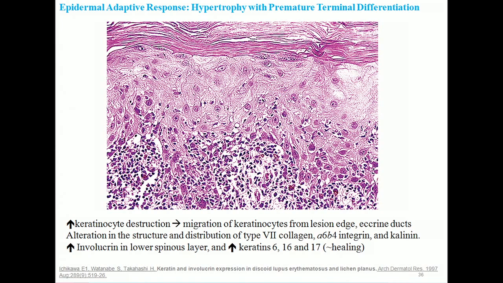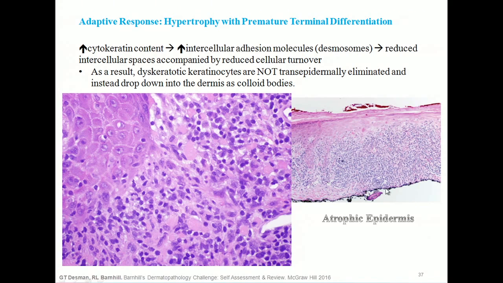There's also alteration to structures of the basal membrane, such as the distribution of type 7 collagen, alpha 6, beta 4 integrin. And what happens also in the epidermis of lichen planus is that involucrin, which is normally restricted to the granular cell layer, is actually found within lower spinous keratinocytes. And there's increased expression of keratin 6, 16, and 17, which are associated with wound healing.